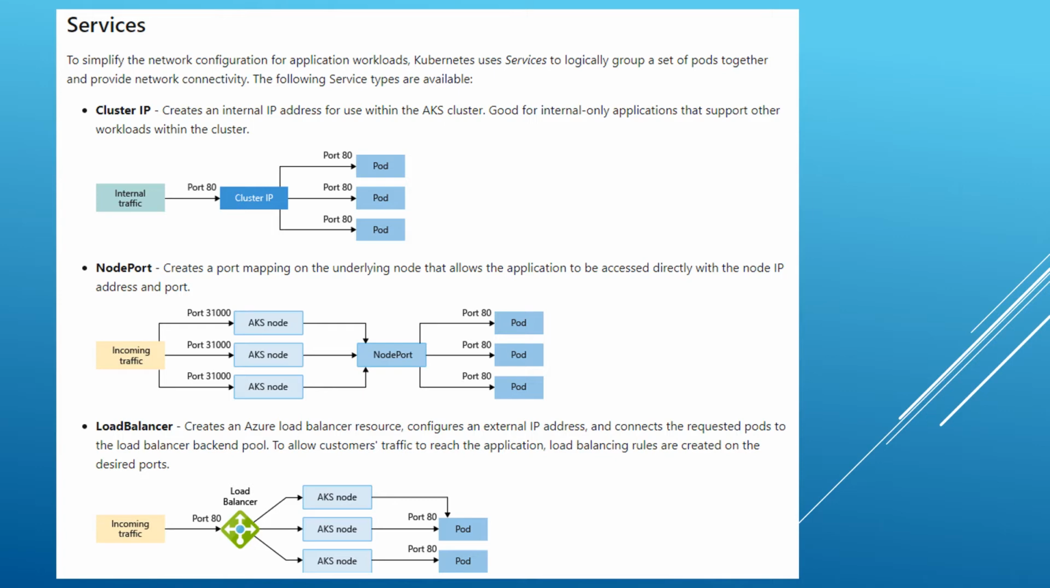And what is the use of the load balancer? Load balancer creates the Azure load balancer resource, configures an external IP address, and connects the requested pods to the load balancer backend pool to allow customer traffic to reach the application. Load balancing rules are created on the desired ports. So when you create a service as a load balancer, that will create an external public IP. By using that external public IP, you can expose the application to the outside world.